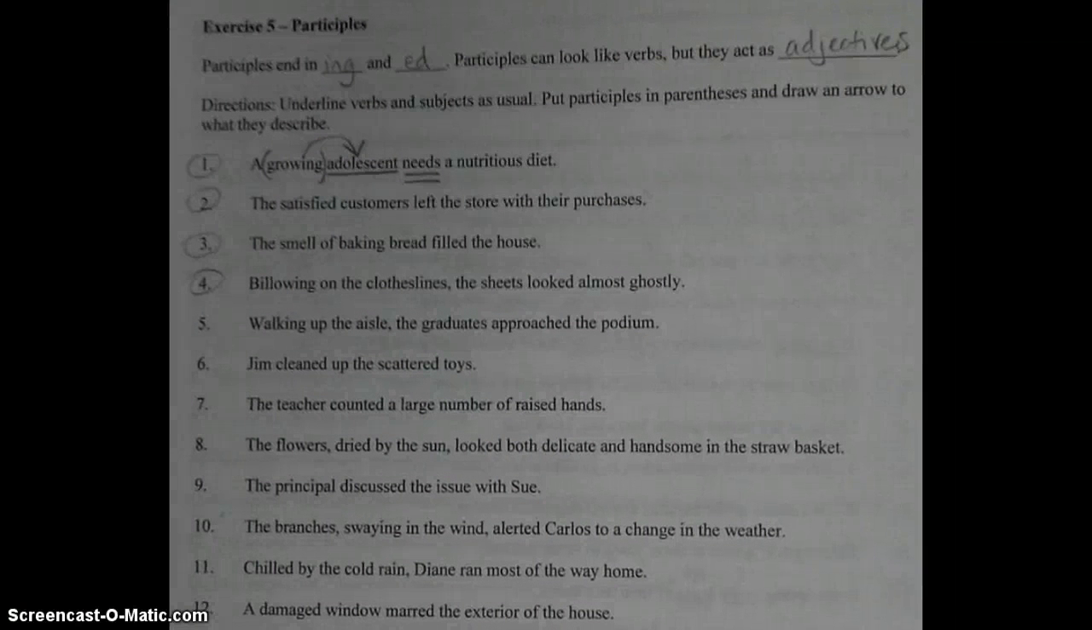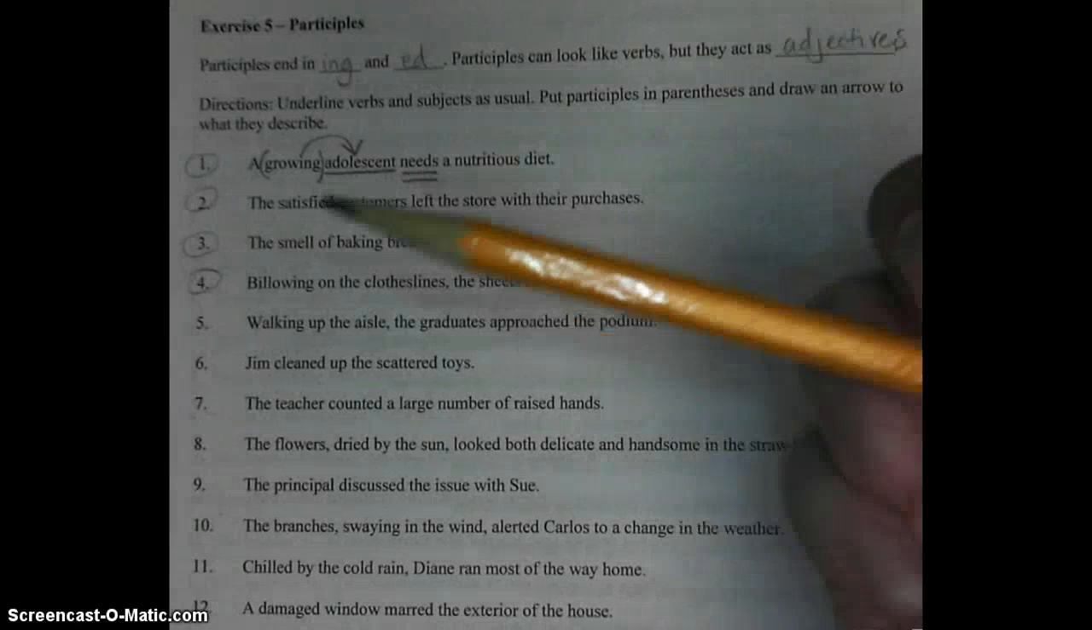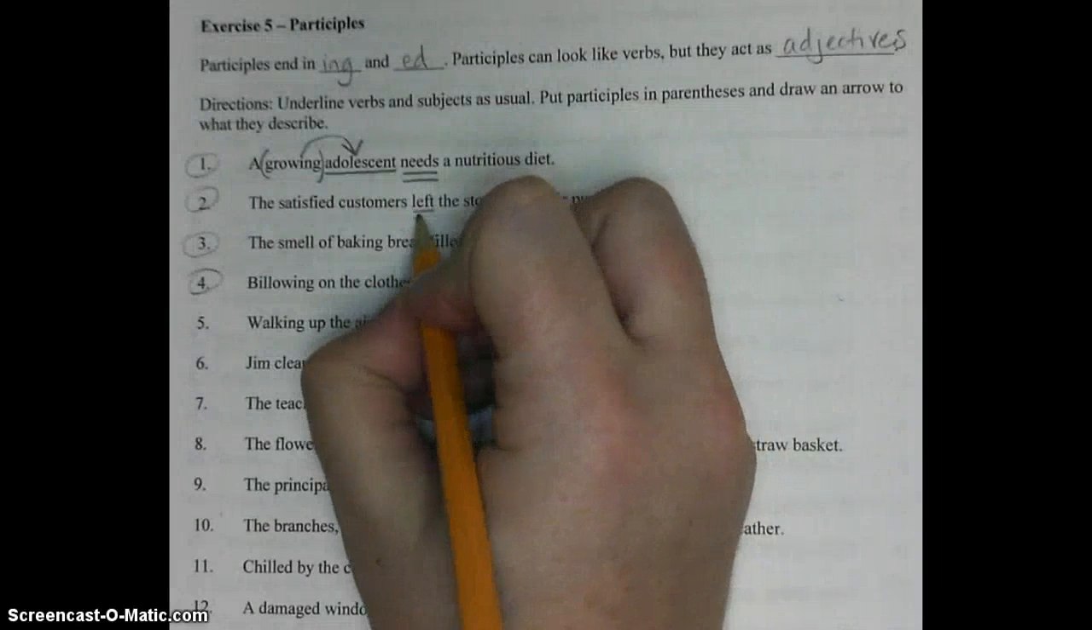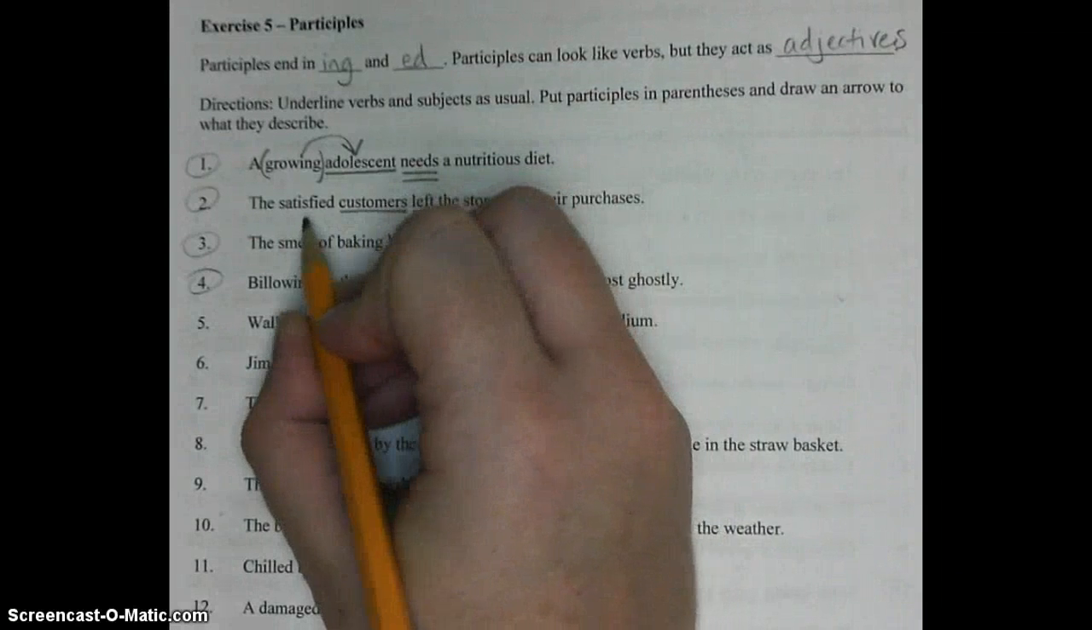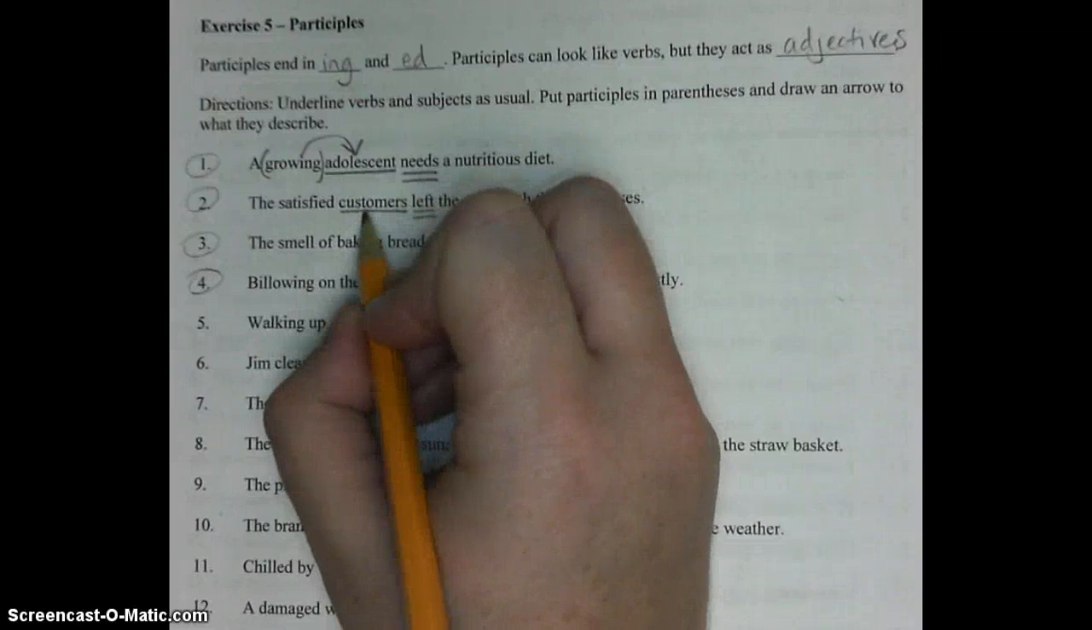So I'm going to put my parentheses around it and draw the arrow. Number 2. The satisfied customers left the store with their purchases. What is the action or state of being in this sentence that connects the beginning and the end? Well, I see the word left. Who left the store with their purchases? The customers. And the word satisfied is here to describe the customers.